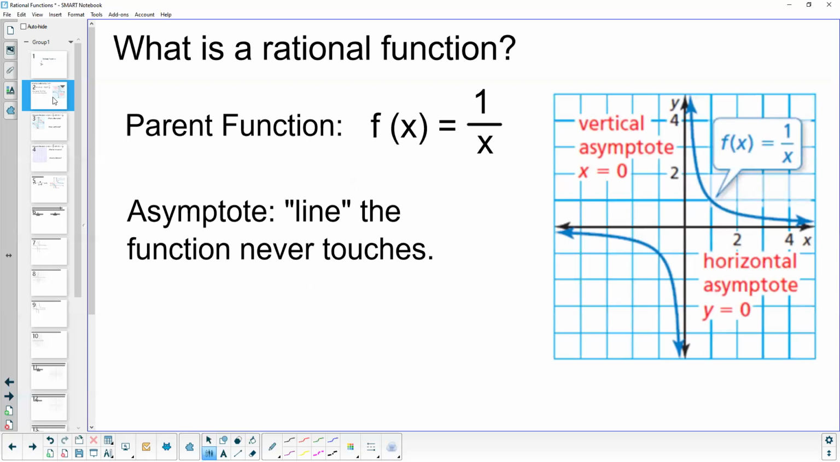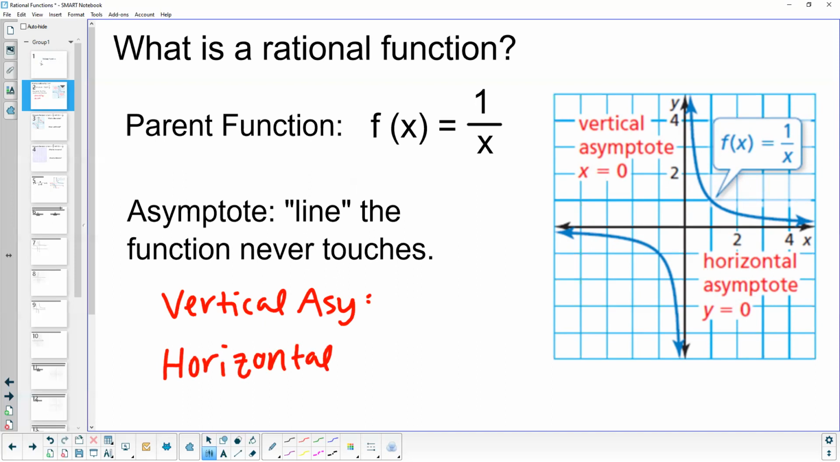Remember, our parent function is our most basic function, and they have some specific characteristics. So when it comes to rational functions, they have something called a vertical asymptote. I'm going to abbreviate it with an ASY, and they have something called a horizontal asymptote. And you may be wondering to yourself, what is an asymptote? Well, an asymptote is a quote unquote line, so it's not actually there, but it's this hypothetical line that the function never touches. So for example, in this one, we've got a vertical asymptote right here at x equals 0. And we also have a horizontal asymptote at the line y equals 0.